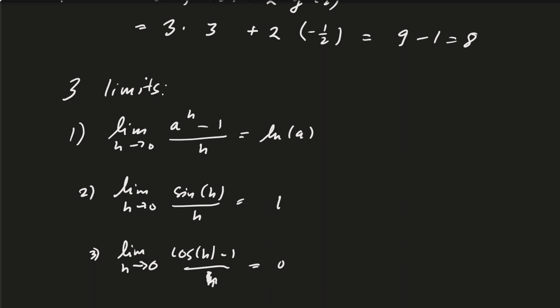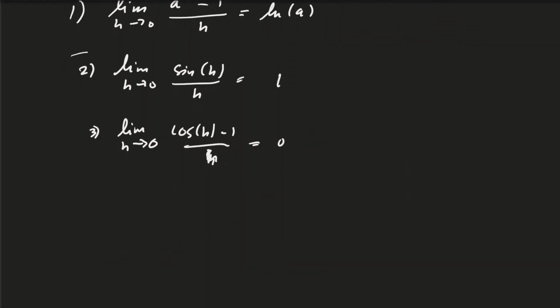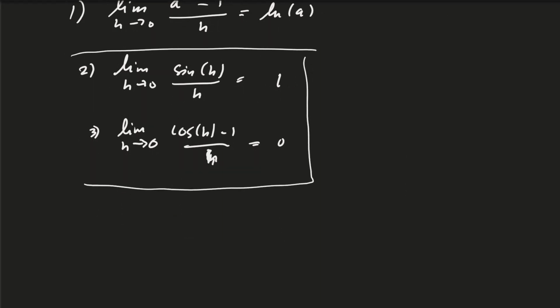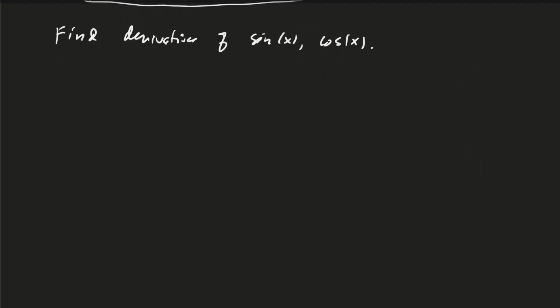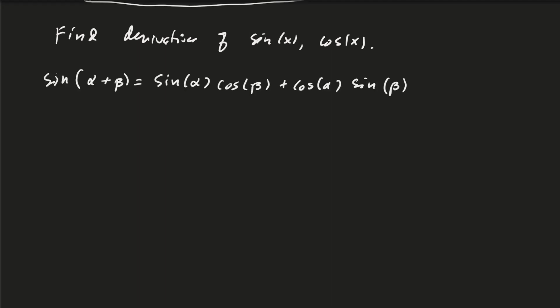Alright, in the last video we showed that these limits were true, and in particular we had these two limits here at the bottom. And so the idea with this video is we want to find the derivative of the sine of x and the cosine of x. Okay, let me pause for a moment. Okay, I just wrote down an identity for the sine of the sum of some angles, and so that's going to be useful.